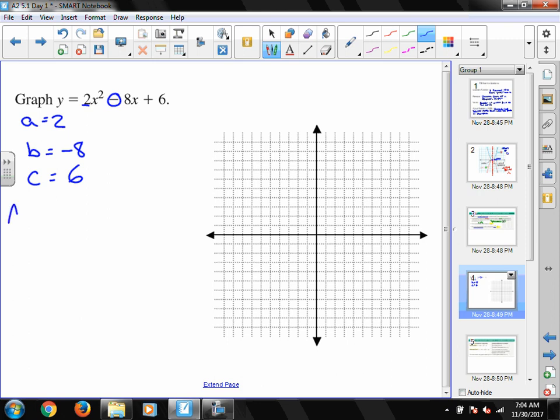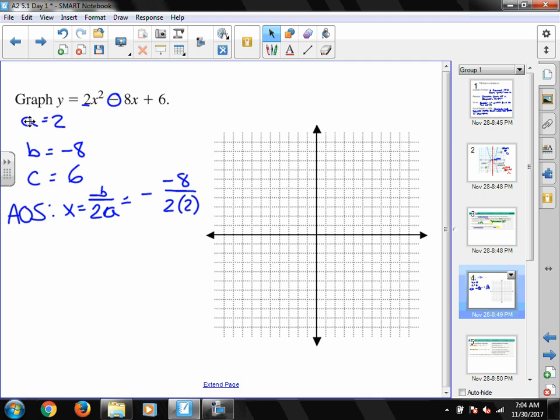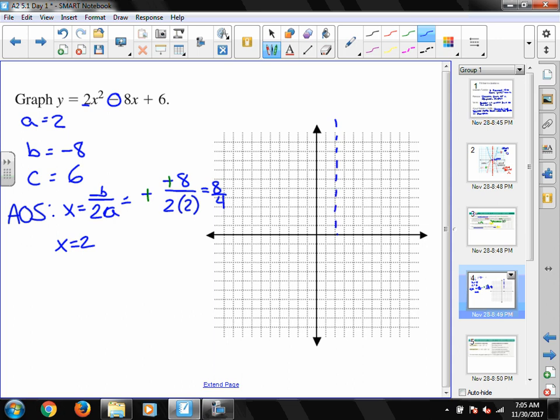To find our axis of symmetry, you're going to use x equals negative b over 2a. So you're going to take negative 8 divided by 2 times 2, which, because we have double negatives here, we can make those both positive, and we get 8 over 4, or x equals 2. That is a vertical line at x equals 2, so there's x equals 2 right there. And like I said, I like to put a dotted line in it, just something to help me find that. Now, because I know that x equals 2, my vertex is going to sit right on that axis of symmetry.